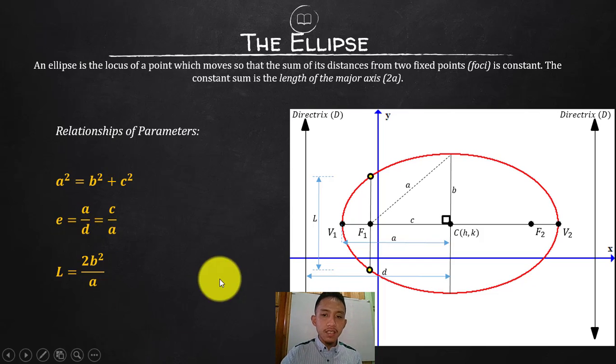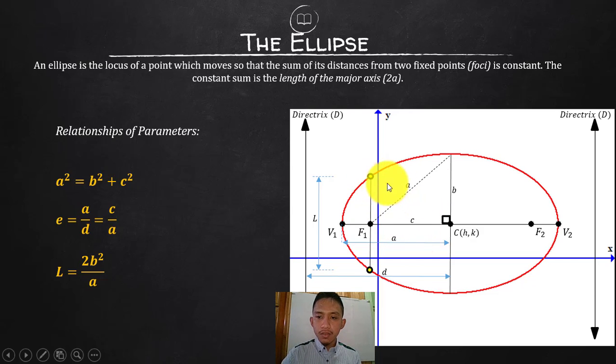Okay, and lastly, what we have not yet related is your latus rectum. What if we relate this latus rectum to the other variables?